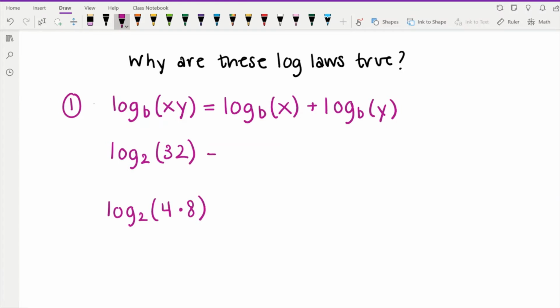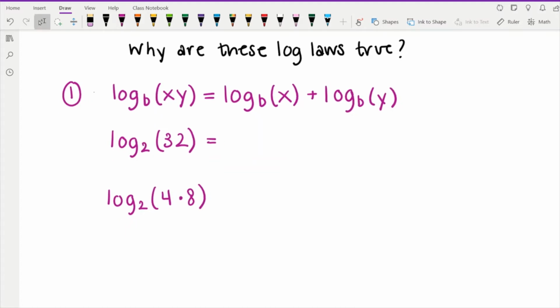So let's start by just evaluating log base 2 of 32 so we know what we're going for as our answer. Log base 2 of 32 is asking us what exponent we need to raise 2 to in order to get 32. And so the answer would be 5, right? Because 2 times 2 is 4, times 2 is 8, times 2 is 16, times another 2, that's 5 total multiplications, is 32.